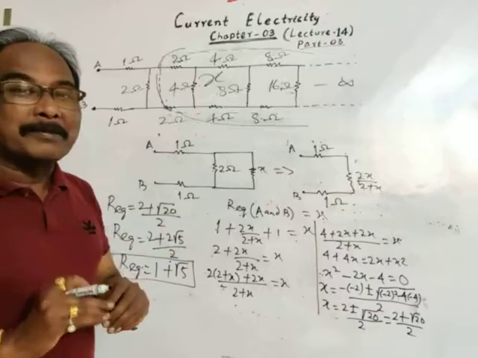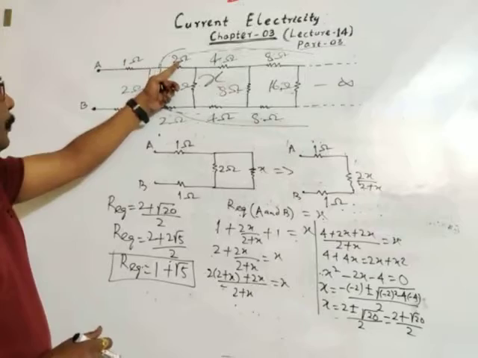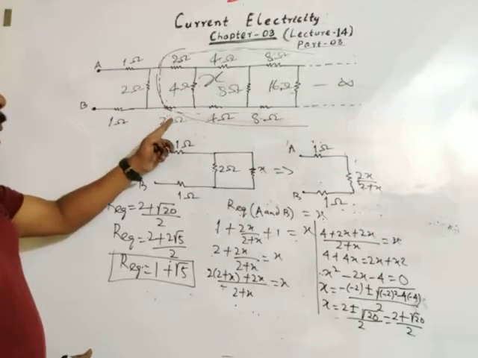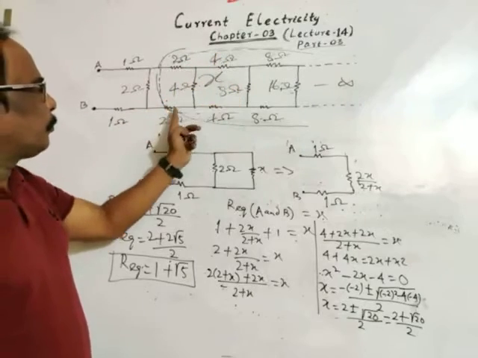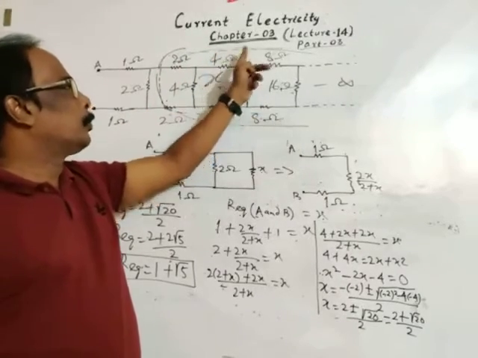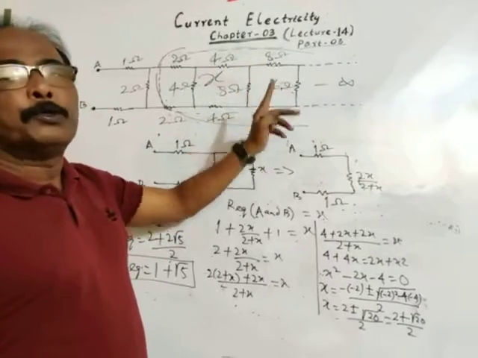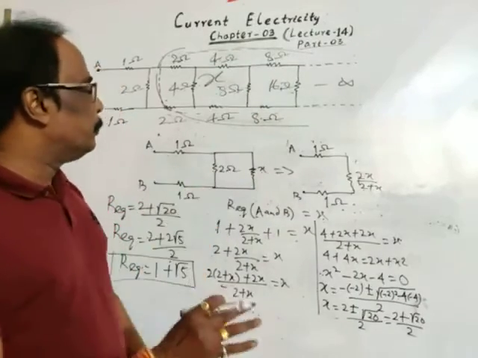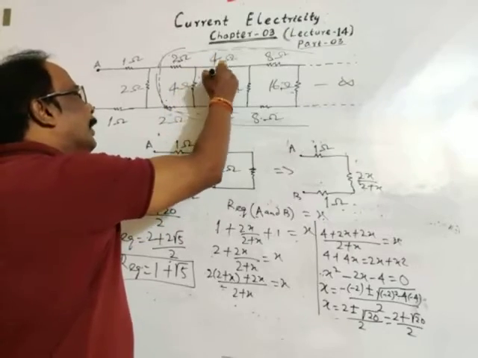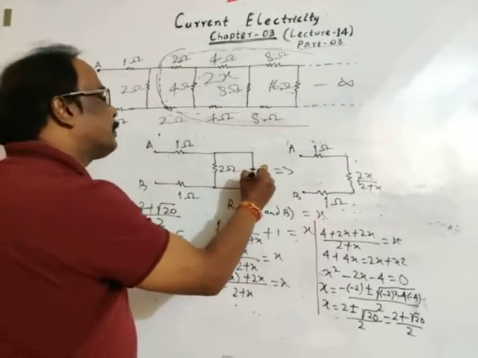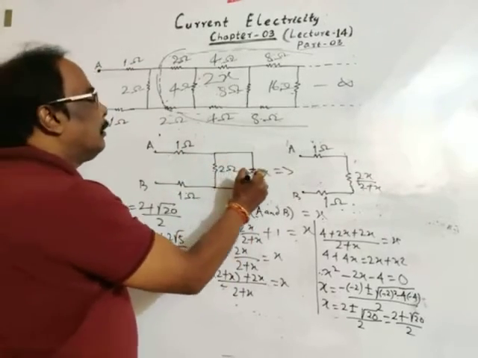So just observe. If we multiply by 2 in the first set, 1 into 2 is 2 ohm, 2 into 2 is 4 ohm, 1 into 2 is 2 ohm. Again multiply: 2 into 2 is 4 ohm, 4 into 2 is 8 ohm, 2 into 2 is 4 ohm. Again multiply: 4 into 2 is 8 ohm, 4 into 2 is 8 ohm, 8 into 2 is 16 ohm. Thus the multiple is 2. Thus in this case, the equivalent resistance we should take is 2x. This is 2x, 1 2 1, and this is 2x.